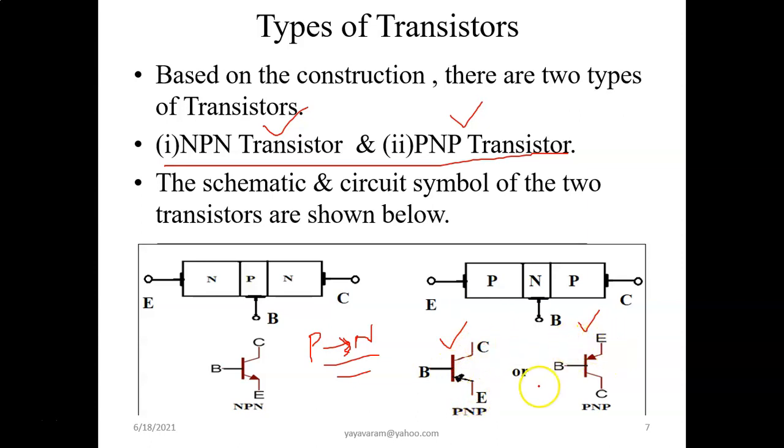Here he has shown the emitter upside, so say PNP. Here the base is normally P-type material. Here the base is N-type material. It is an NPN transistor; this is a PNP. There are two types of transistors. Both are very, very important, and they have their own features.